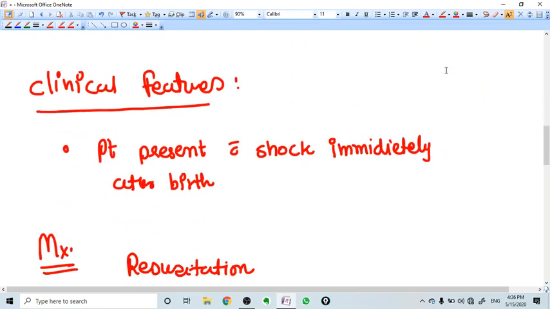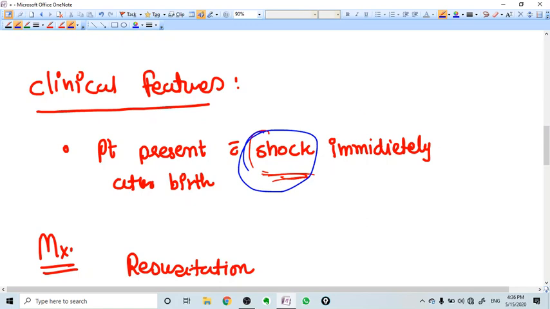What are the clinical features? The patient presents with shock immediately after birth. So we consider, why is there shock? Because of the neurogenic shock.